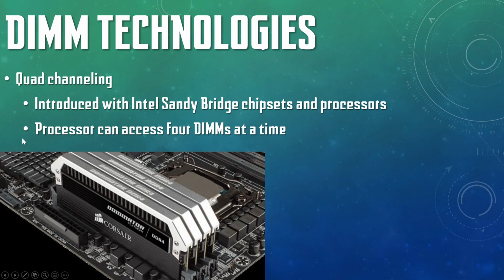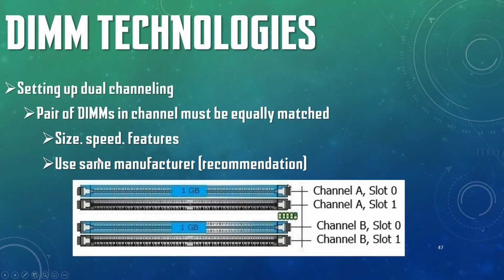Quad channeling. Sandy Bridge does this. It's just something you want to be aware of when you're looking at a build and you're designing it. When you're designing it, you're picking out every piece, so you should think, does this motherboard like dual channeling? Does it like quad channeling? If it likes quad channeling, then I should buy 4 gig chips instead of 2 8s. I should take advantage of the quad channeling and make them all go super fast together.